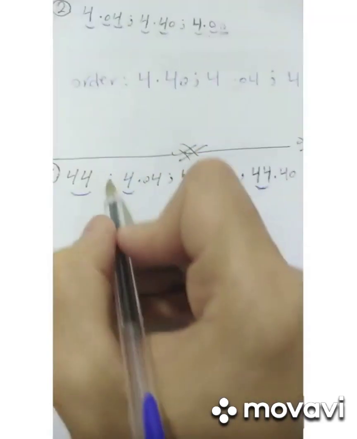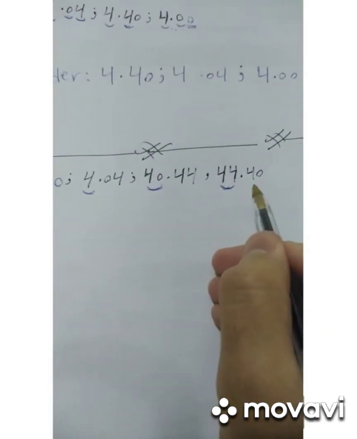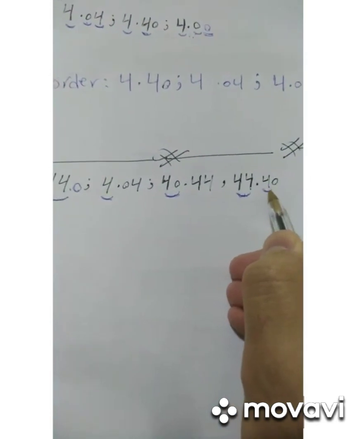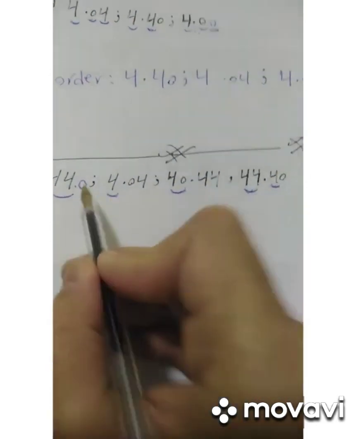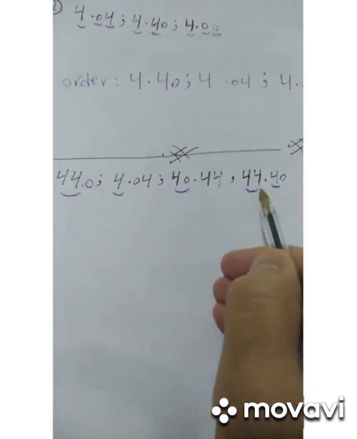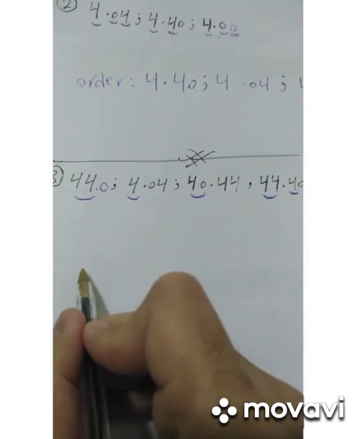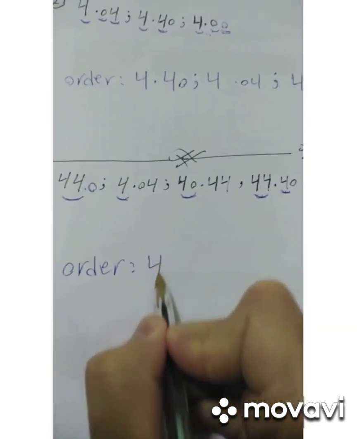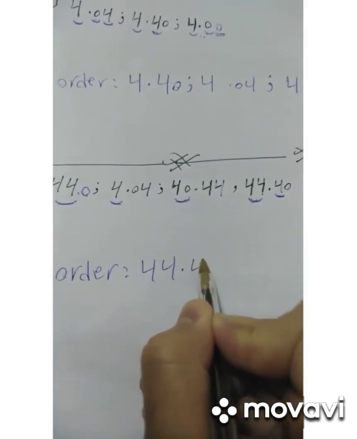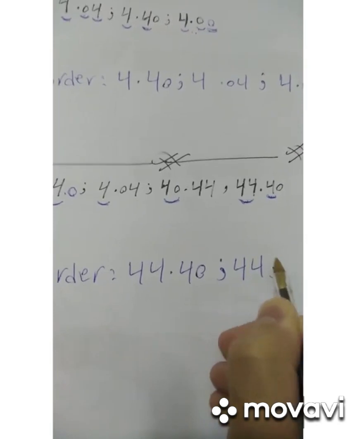So compare tenths. What is tenths here? Tenths is 0. Put 0. And in this number, tenths is 4. So can we compare? Yes, we can compare. 4 is greater than 0. So we arrange the two greatest number as, yes, order 44 and 40 hundredths, then 44.